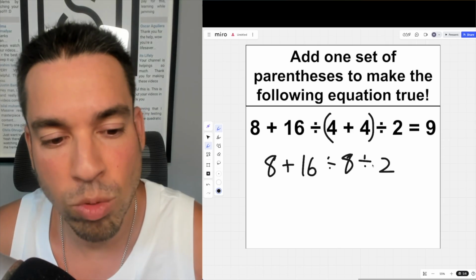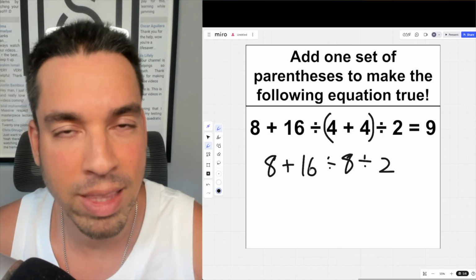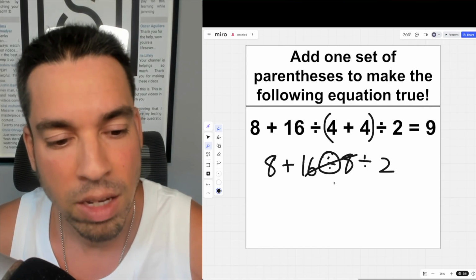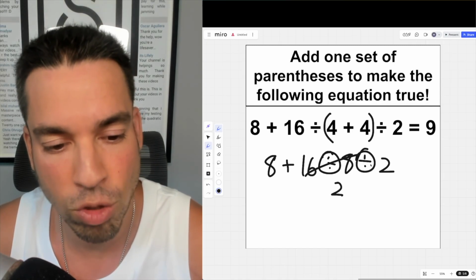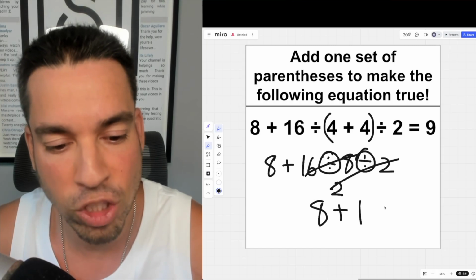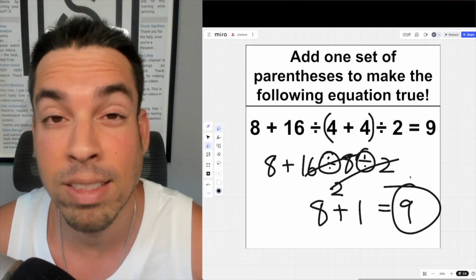8. Next, we're going to do division, but we're doing division from left to right. So we're going to do this division first. 16 divided by 8 is 2. And then this division next, 2 divided by 2 is 1. And then we're left with 8 plus 1, which is indeed 9. That's how you do it.